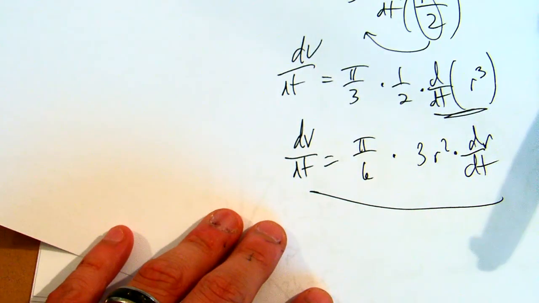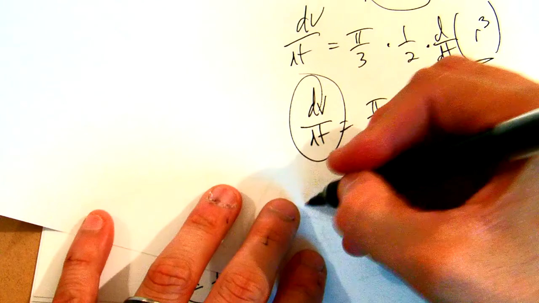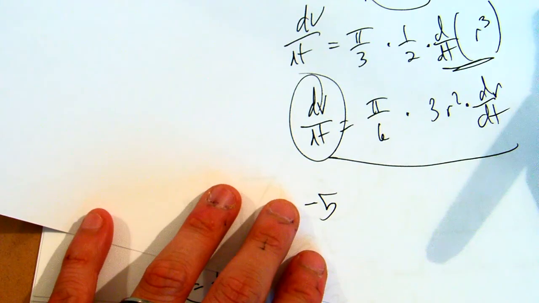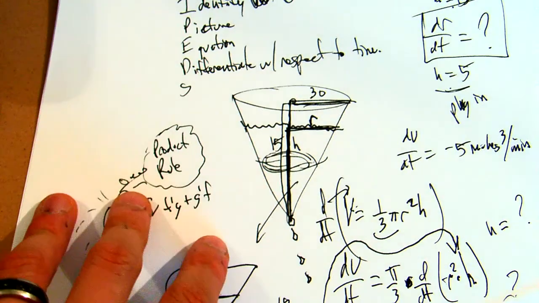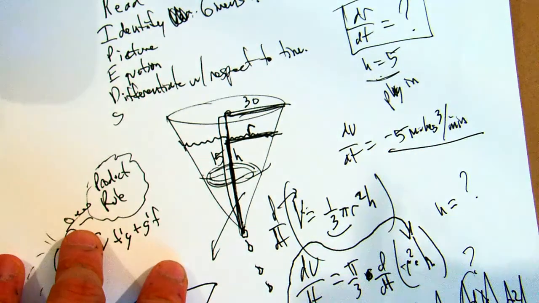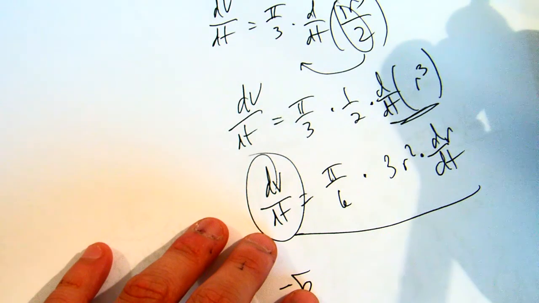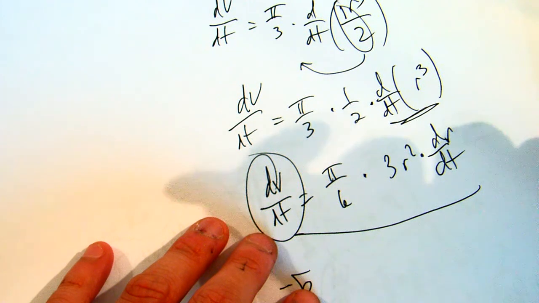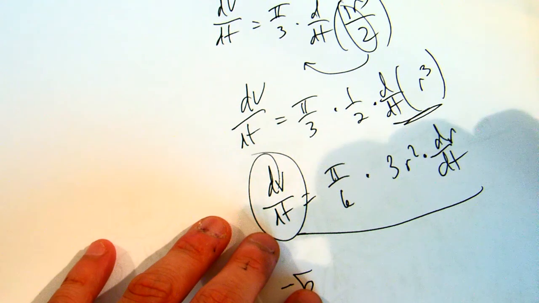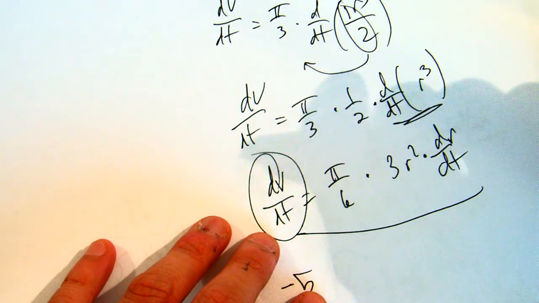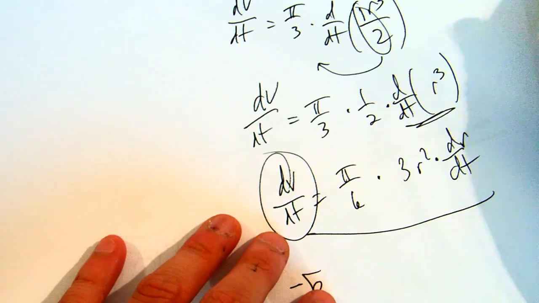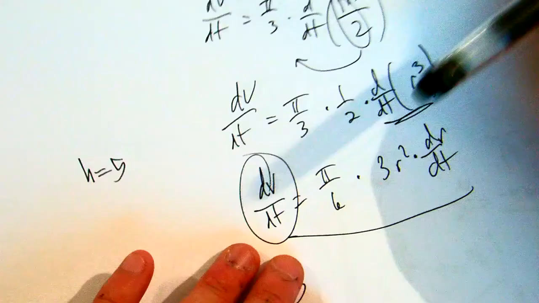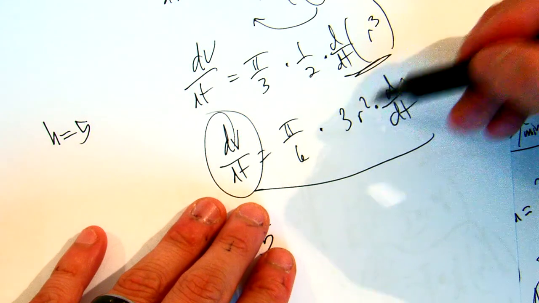Now we can plug in stuff. So dV/dt was -5, right? That was given, where was it? It's over here. h is 5. Oh, look, we didn't even have h, did we? Did we have h? Yes. So we know h is 5. Problem is we don't have r. So how do we find this?